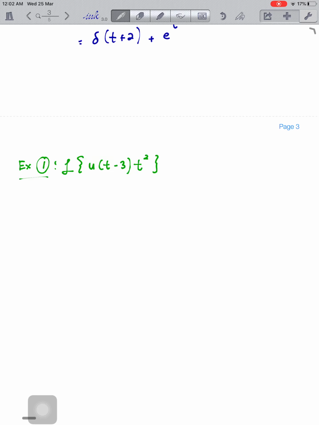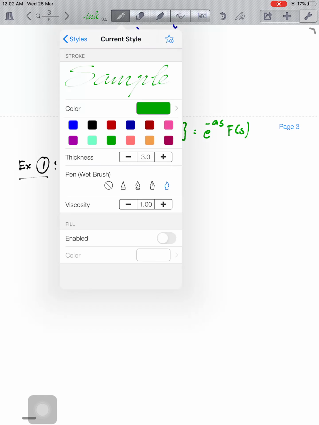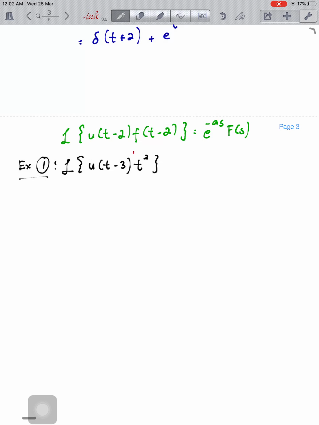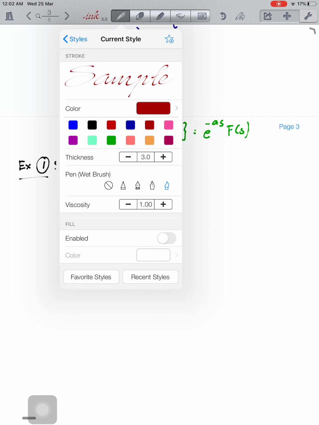Right, so let's put the theorem on top. Laplace of u(t − 2) f(t − 2) is going to equal e to the negative 2s multiplied by F(s). Now I'm going to separate the unit step and the rest of the function.